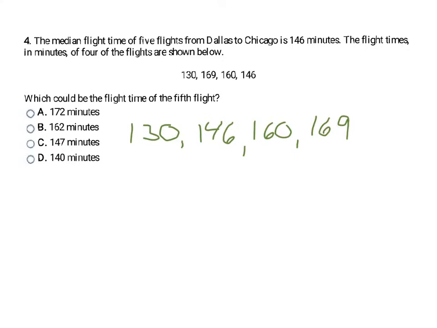And the problem tells me that the median is 146 minutes. That means that this is going to be my middle number. So that means I have the same amount of digits on the top as I do below. So here I have 2 above, but only 1 below. So that means that the 5th flight has to be smaller than 146. And then the only number here that is smaller than 146 is 140, which is going to make my final answer D.